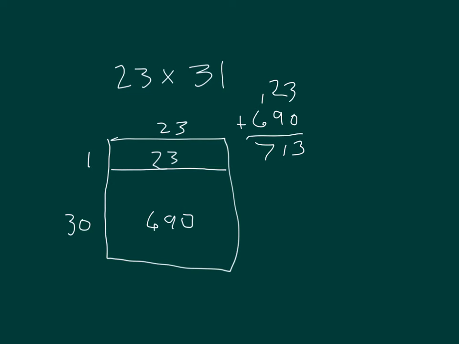Now let's show 23 times 31 using the standard algorithm. We start with the 1. 1 times 3 is 3, and 1 times 2 is 2. When we're working with the 3, that is worth 3 tens. That's why we place a 0. Then 3 times 3 is 9, and 3 times 2 is 6, and we can add those together.